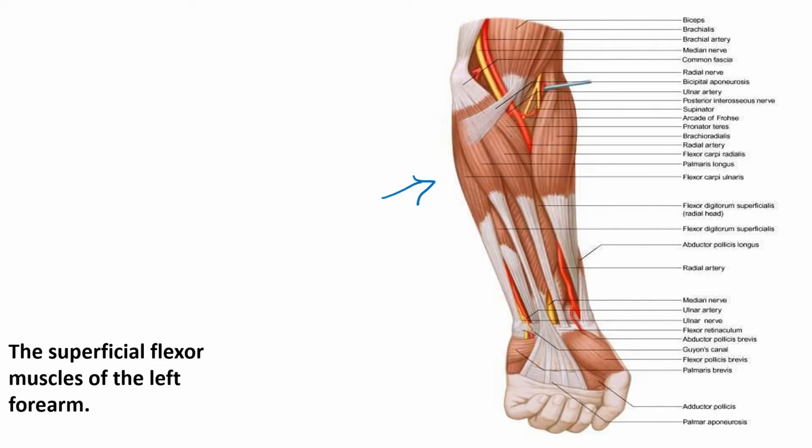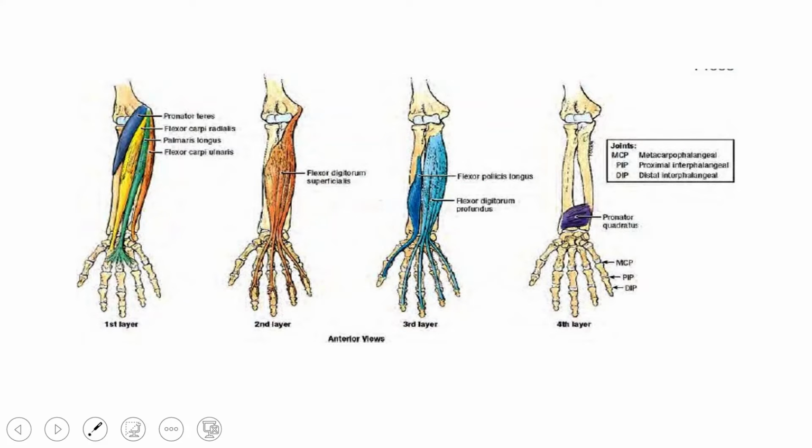Here we see the pronator teres, flexor carpi radialis, flexor digitorum superficialis, the palmaris longus, and the medialmost muscle, the flexor carpi ulnaris. Moving on to the very first muscle, the lateralmost muscle here, pronator teres. Here we can see the muscles arranged in different layers. As I have already told, there are 4 superficial muscles and one bulky muscle, flexor digitorum superficialis.